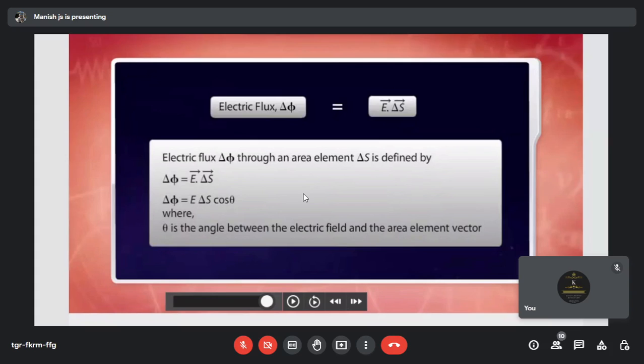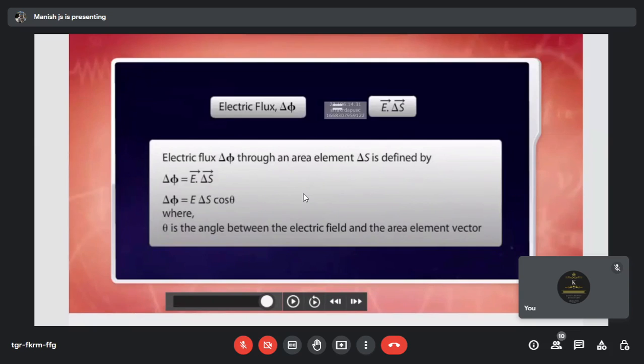So a dot product of two vectors. If you simplify using the dot product, what do you get? For example, vector A dot vector B is AB cos theta. That is the relationship we use here. So vector E dot vector delta S. Both are in a dot product. Vector E is the electric field vector, but what is delta S? It is the area vector which is normal to that surface area. That is why it is called delta S. So when you take the dot product of two vectors and expand it, what do you get? A scalar product. Yes. So you will get E into delta S into cos theta.